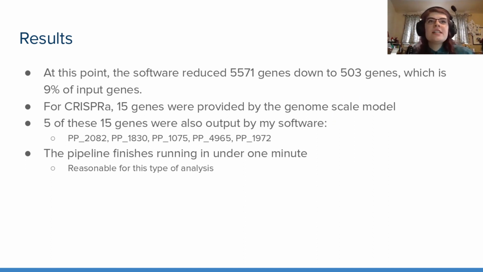The result of this whole process: the software reduced the over 5,000 genes down to 503 genes, which cut out 91% of all of those genes. For CRISPR-A, 15 genes were also provided by the genome scale model. When we took the intersection of the genes produced by this script and our script, we got 5. So a much smaller list that we could look at. And the pipeline finishes running in under 1 minute, which is pretty reasonable for this type of analysis.